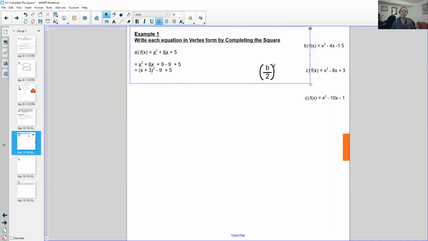Since I'm left with these two, I have to collect them, so I'm going to group them together. If we group negative 9 and positive 5, negative 9 plus 5 is negative 4. And if you take a good look at this, oh my goodness, it looks like it's in vertex form. We now have a quadratic in vertex form where your vertex is, remember the signs are opposite, -3, -4.